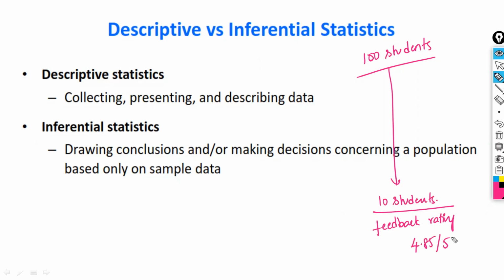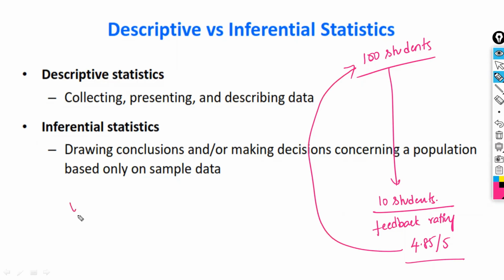The remaining 90 students may also give the same rating, may give a different rating, and some of them may give 1 out of 5. Some of them may give 5 out of 5. Anything is possible. But for example, I have a rating of 4.85 out of 5. Now, this is the sample rating, the average of the sample data. Based on this, I have to estimate all the remaining students, what is their feeling.